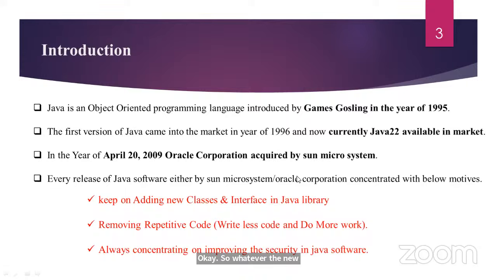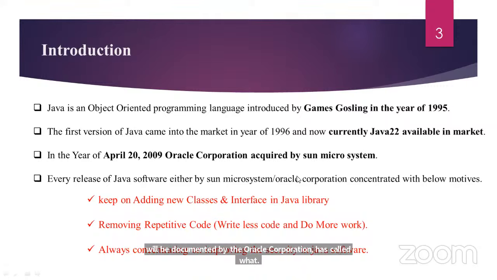Whatever new versions and new features come into the market, every feature of that particular version will be documented by Oracle Corporation with the help of one technical document called JEP. JEP stands for JDK Enhancement Proposal Document. Understand my point, guys? Each and every feature related enhancement will be documented by Oracle Corporation as what?